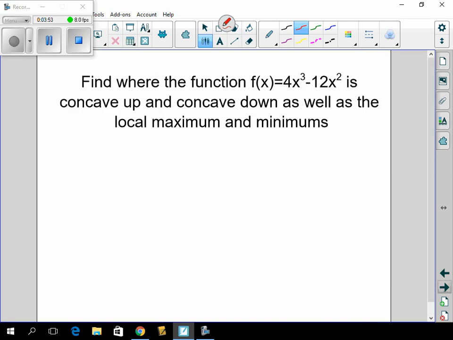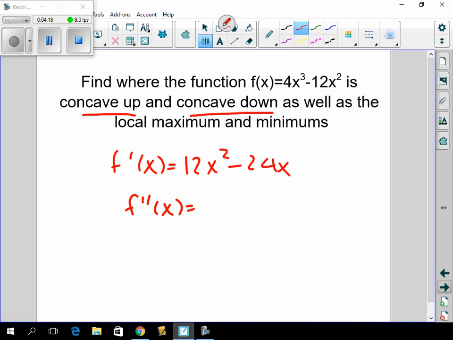So let's just jump into a problem. Given this function, we're looking for where it's concave up, concave down, and the local maximums and minimums. Let's first focus on concave up and concave down. In order to do that, I need to first find the first derivative: 12x squared minus 24x. Then my second derivative is 24x minus 24. And I need to find my points of inflection, so I need to find where my second derivative is equal to 0.